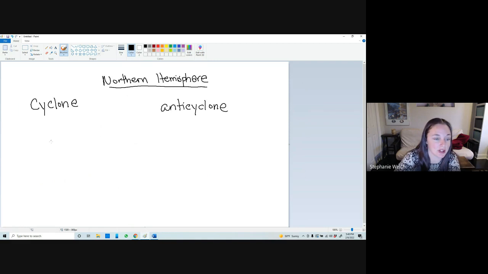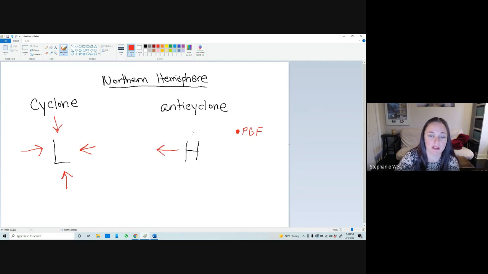A cyclone anywhere on Earth, northern or southern hemisphere, has to be a low pressure system. An anticyclone has to be a high pressure system. I'm going to use the red to show you what the pressure gradient force is doing. So red is going to be the PGF. All this means is that air is going to want to move inwards to any low pressure system and out of any high pressure system.